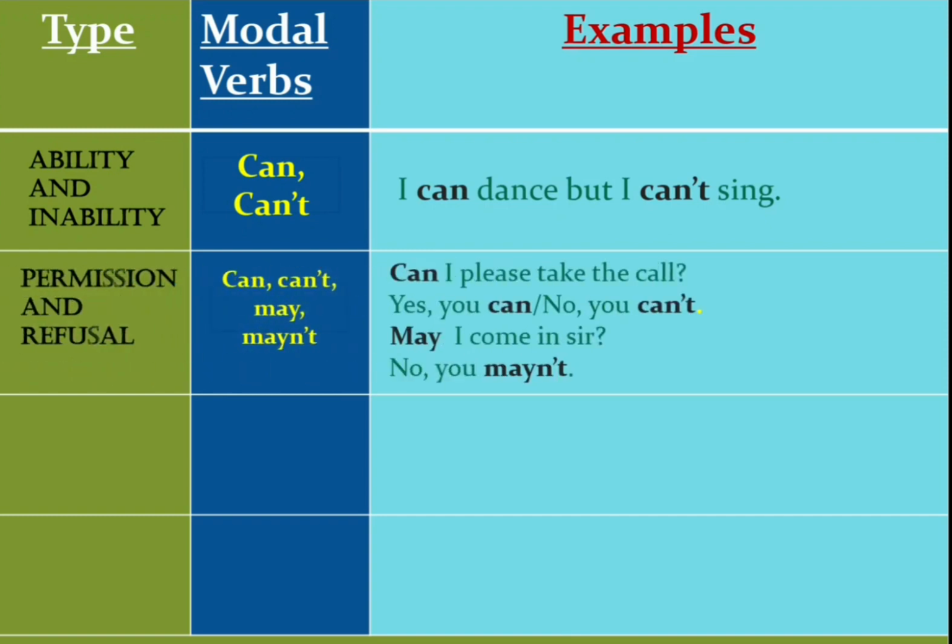The second type is based on permission and refusal, where the modal verbs used for this type are can, can't, may, mayn't or may not. Can also suggests seeking permission and the granting of it. Cannot or can't shows the refusal to give that permission. Similarly, may is used to seek and grant permission, and may not is used to refuse permission. May not is also written as mayn't.